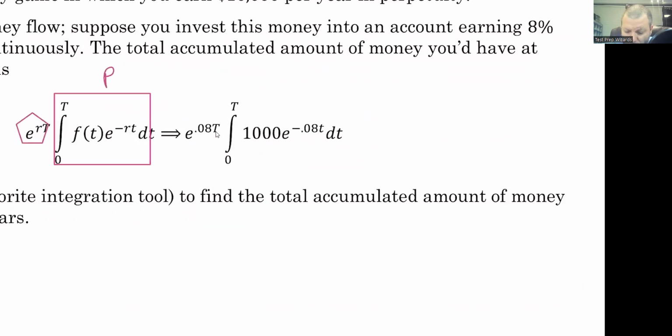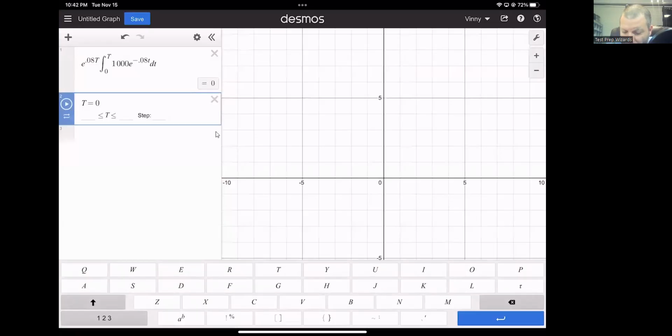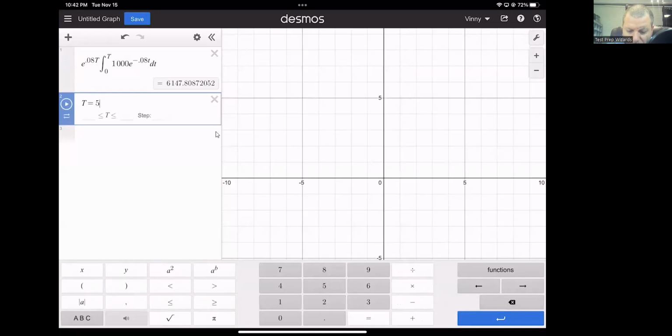So I just put this into Desmos. Nothing crazy here, right? So here's our antiderivative. If we threw in a 5, boom, that's how much money we would have. That's how much our $1,000 would be after 5 years, 10 years, that much, 25 years, that much. So it just shows again the importance of exponential growth.